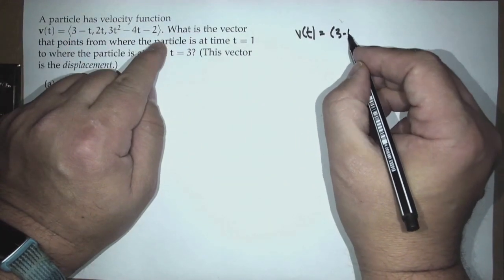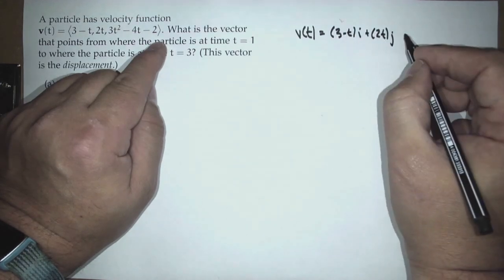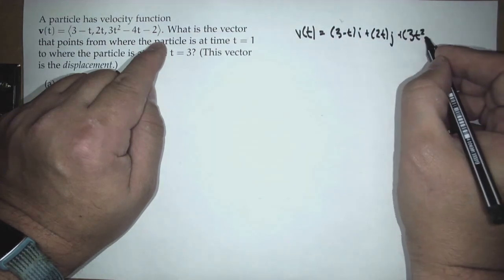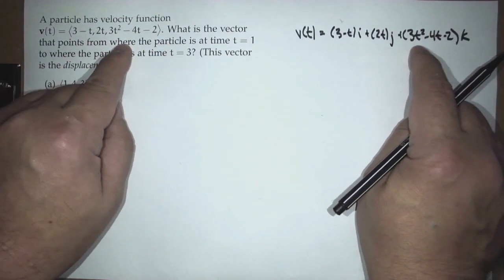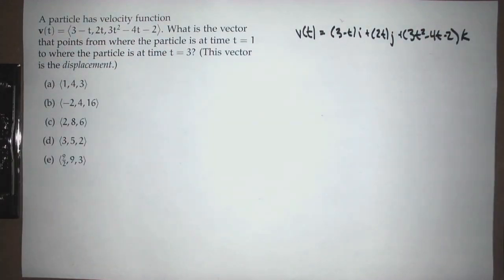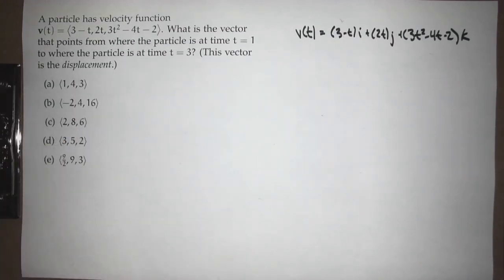They may write it as 3 minus t times i plus 2t times j plus 3t squared minus 4t minus 2 times k. These are the same thing, so be able to go back and forth. I just find it much more convenient in component form, because I just say, all right, I know I'm doing calculus on each slot, work the slots. Okay, so back to our regularly scheduled problem.